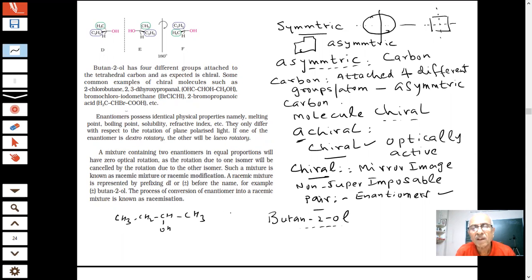Which one is the chiral carbon? Which carbon is asymmetric? Sir, the third is chiral. Give me the number. How do you number the organic compounds? First would be CH3. 4 carbons. Then which carbon is that?